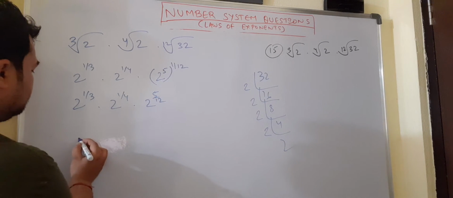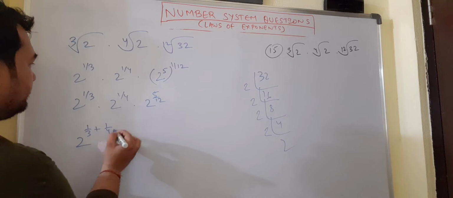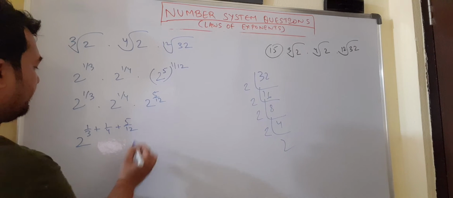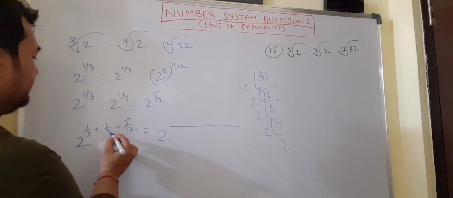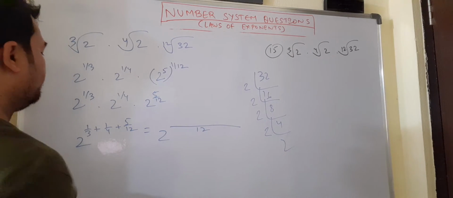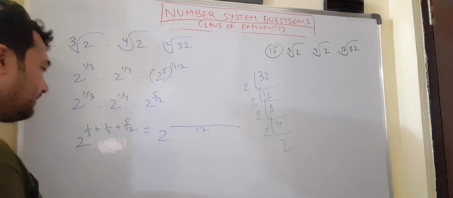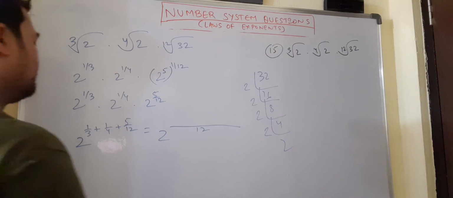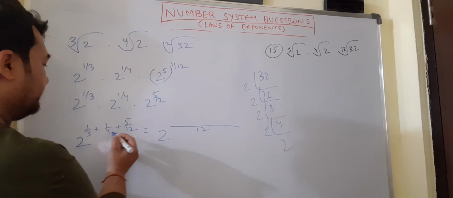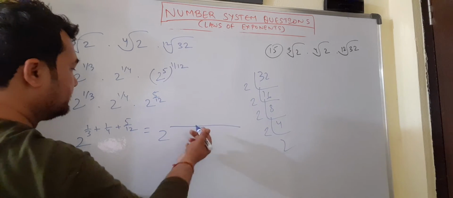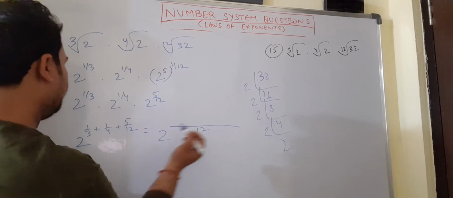Same thing. Base will remain same, powers will add up. 1 by 3, 1 by 4, and 5 by 12. This will become 2 to the power. LCM of 3, 4 and 12 is 12. Because 3 can also divide 12 perfectly, 4 can also divide 12 perfectly, 12 can divide 12 perfectly. And this is the smallest one that can be divided by 3, 4 and 12 perfectly. So this is the least common multiple, or LCM.